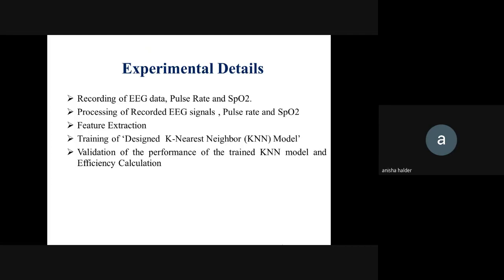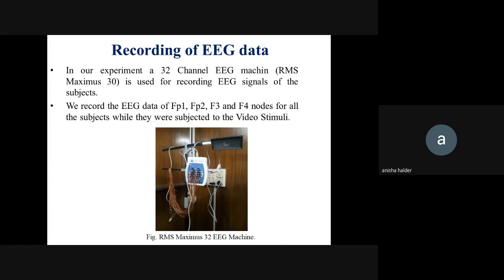Now, experimental details. Recording of EEG data, pulse rate, SpO2, processing all this, then features are extracted, then training using KNN, then validation and testing using KNN. Here our 32 channel EEG machine has been used. We record the EEG data from these frontal nodes when the subjects were watching the video stimulus made by us.